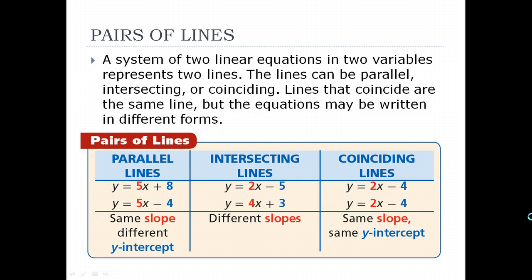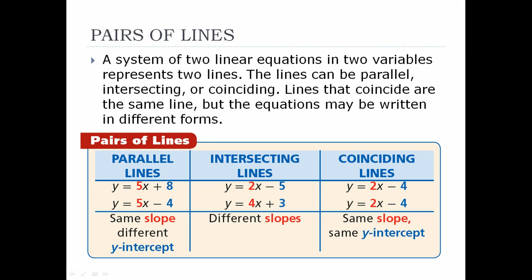A system of two linear equations and two variables represents two lines. I'm given two equations. I have two lines. The lines can be parallel, intersecting, or coinciding. Lines that coincide are the same line, but the equations may be written in different forms. For example, maybe I multiplied the line by 2 and wrote it again. So it looks like double the first line, but it's really the same.